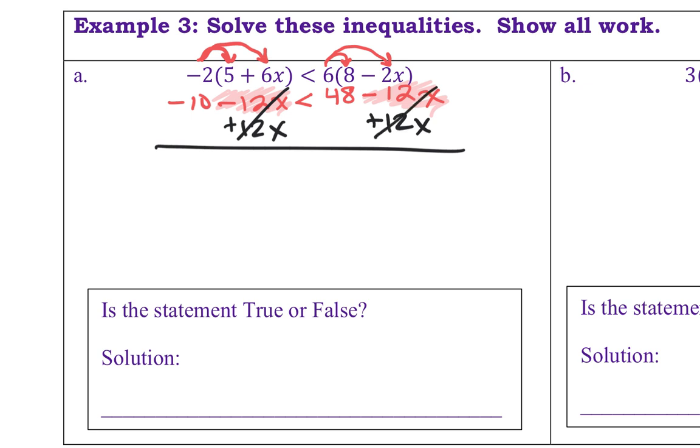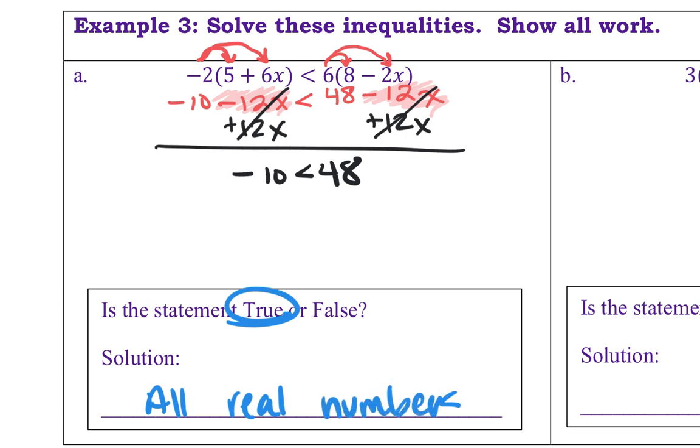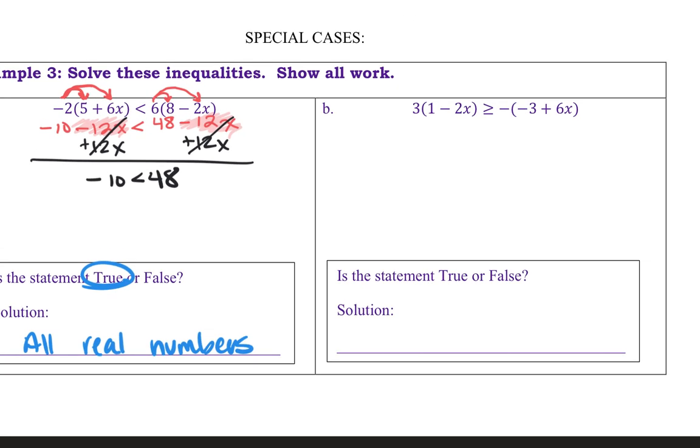The question is, if I have -10 is less than 48, is this a true statement or a false statement? So you're going to have to know what the symbol means. And if you forgot, it is on the front side of our notes. Is -10 less than 48? It's true. So you're going to circle T for true. So your solution is going to be all real numbers. If it's a no, then you're going to write no solution. Okay? If it's true, it's all real numbers. If not, it's no solution.